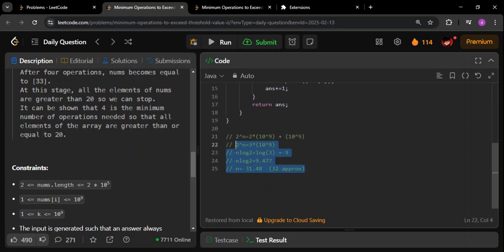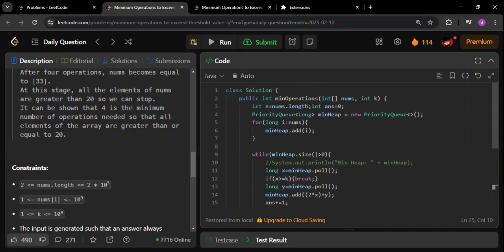If you can prove that in the worst case it can cross, as I have proved that it is crossing by very minor. Had it been 29.48, we would not have needed a long. Integer would have been sufficient, but since it is crossing 31, we will have to take a long.